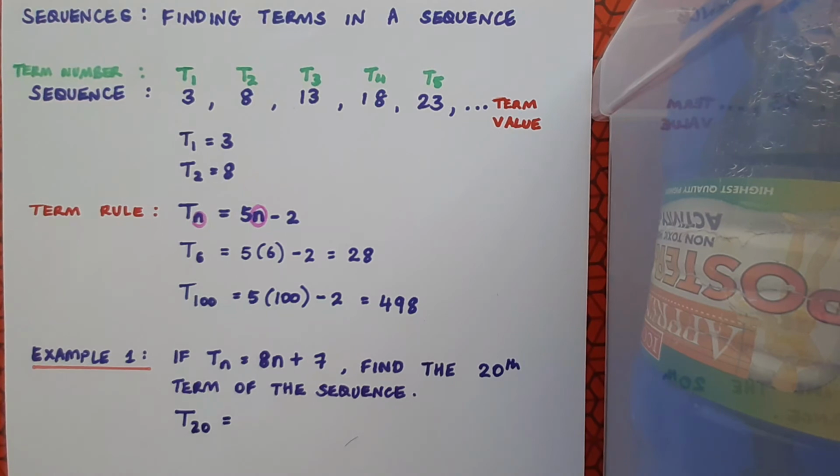I want to find T20, so I go to my term rule and I fill in 20 for n. Just make sure to put it in brackets. So I've got 8 times 20 plus 7 into the calculator, and I get 167. So the 20th term in the sequence for this particular case would be 167.